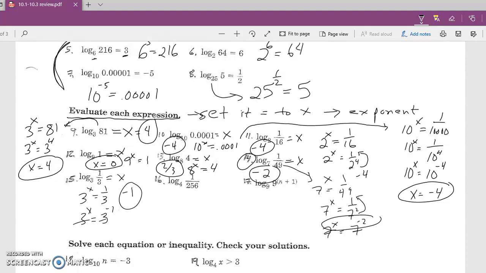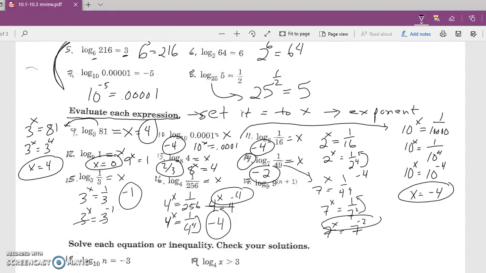On number 16, set it equal to x, or any letter. You get 4 to the x equals 1 over 256. So 4 to the x equals 1 over 4 to the 4th, because 256 is 4 to the 4th power. You want to put that up top, so that becomes 4 to the x equals 4 to the negative 4. And again, the bases cancel out, and your final answer would just be negative 4.